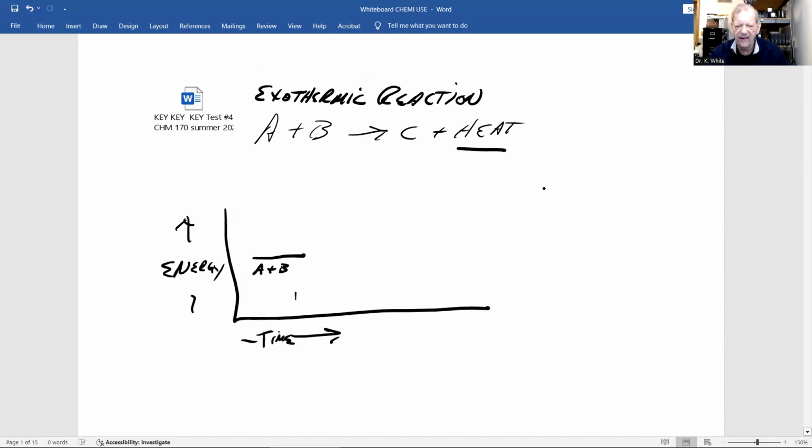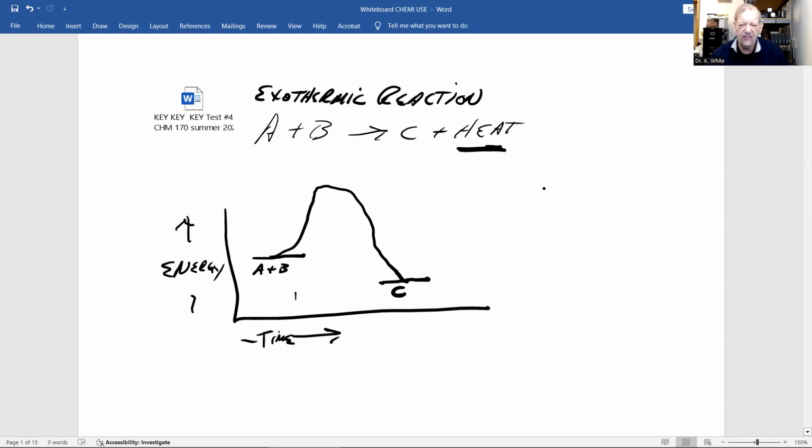Now, some of the energy when it goes to C is lost as heat. So because of that, C, the products, will always have less energy than A and B in an exothermic reaction. Now, how do you get from A and B to C? You go up the hill and over the hill and down the hill to grandmother's house.